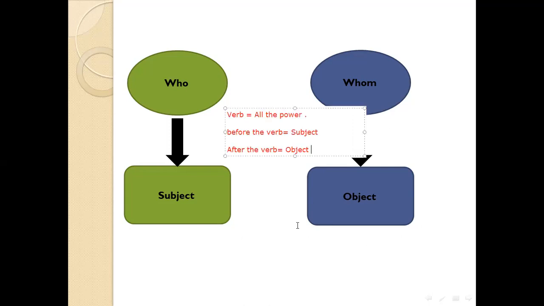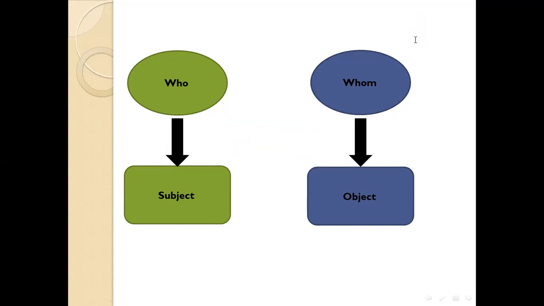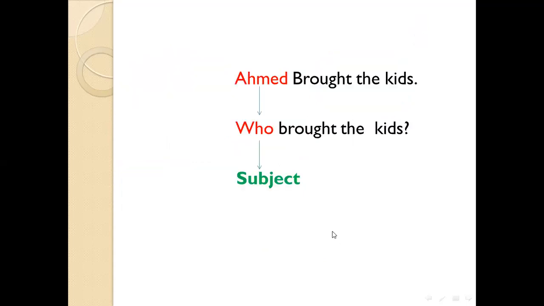So if I want to know what the subject is, always search for the words before the verb. It will be the subject. Then I will remove it and put who. And if the words come after the verb, they will be object. Then I will remove it and put whom. Okay, that's good. Then let's see this with examples.